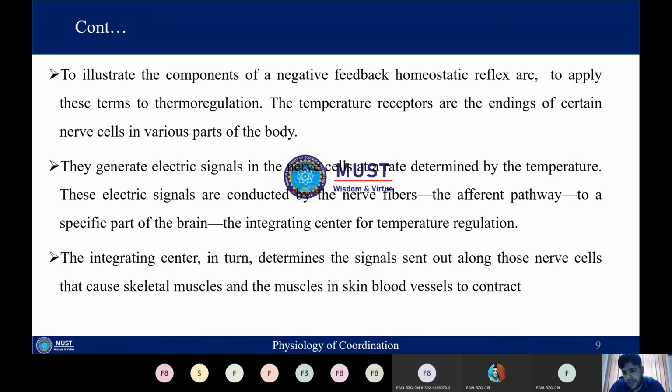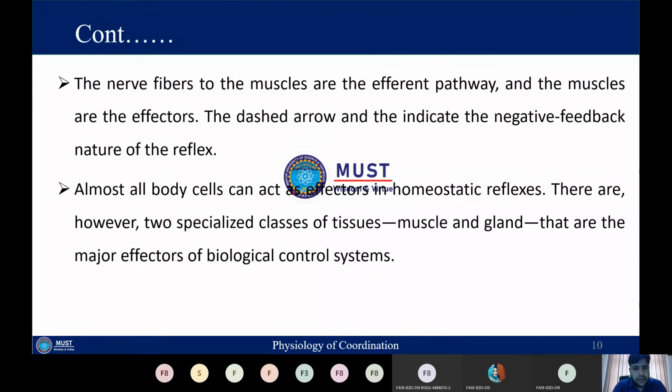So the signals or the information of their integration will be relayed to the effectors with the help of the efferent neurons, and the effectors will either stimulate the skeletal muscles or stimulate the muscles in the skin blood vessels to contract. So that's how the reflex arc will be produced in case of thermoregulation. The nerve fibers to the muscles are moving via the efferent pathway, and the muscles are basically behaving as the effector. So it means that negative control will be produced in this case.